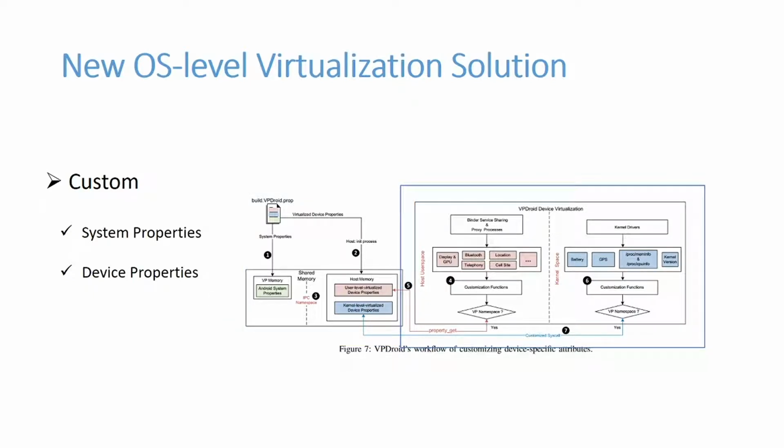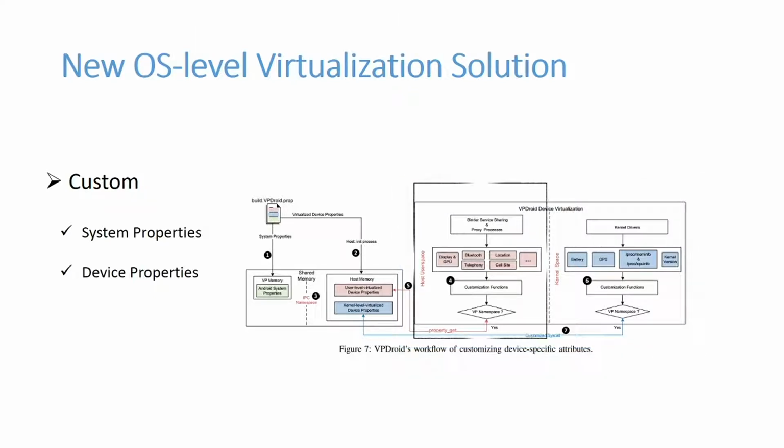Our customization functions are located at the places where we just finished user-level device virtualization or kernel-level device virtualization. All of the customization functions work in a similar style. They first determine whether the current query request is from the VP or the host by checking the associated device namespace. For a user-level customization function, if the query is from the VP, it calls propagate to acquire the customized data from the host's shared memory and then returns the customized data to the VP.